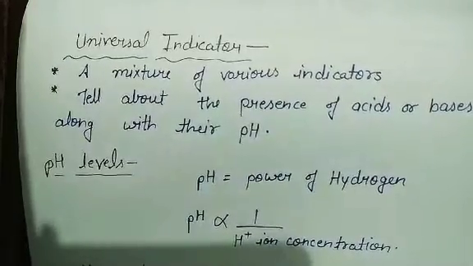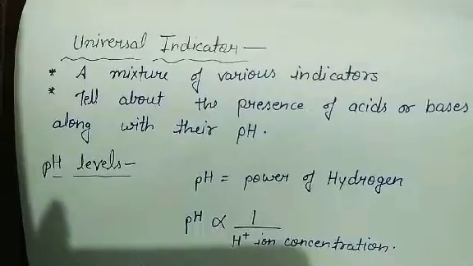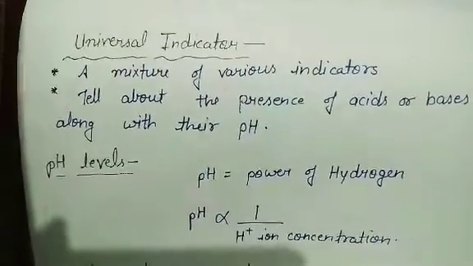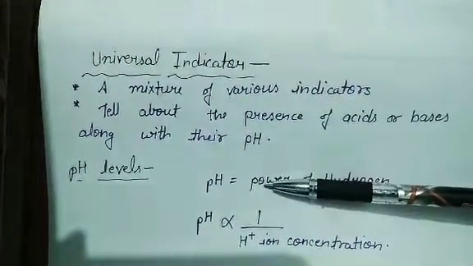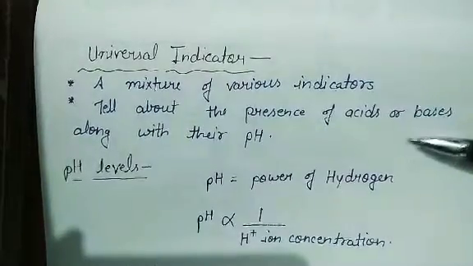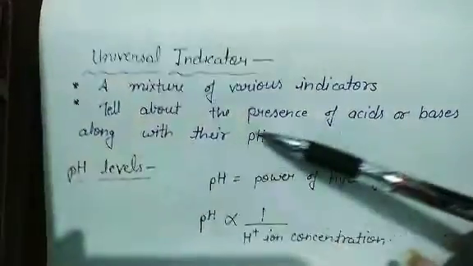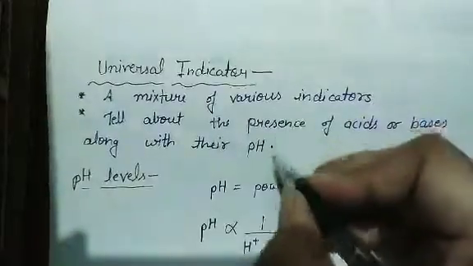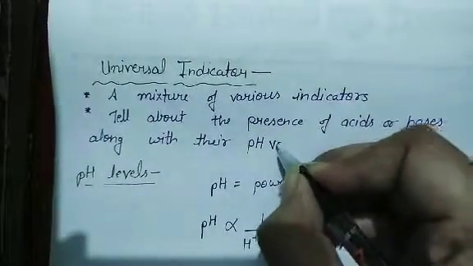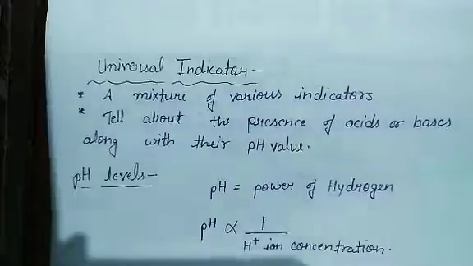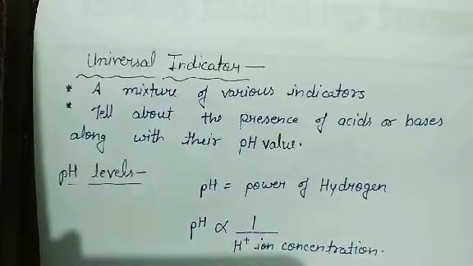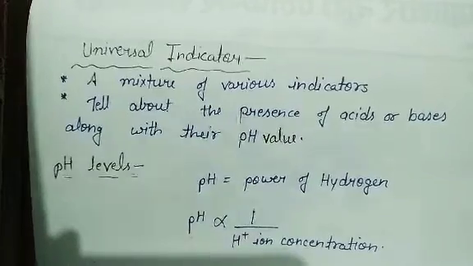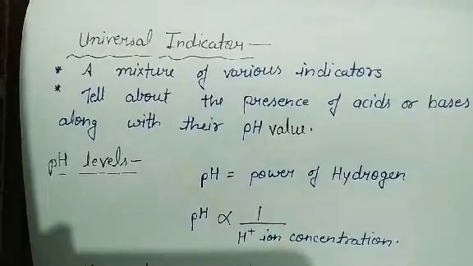Now our next topic is universal indicator. So what is a universal indicator? Universal indicator is basically a mixture of various indicators, and it tells about the presence of acids or bases along with their pH value, which is actually the strength of an acid or the strength of a base or an alkali.